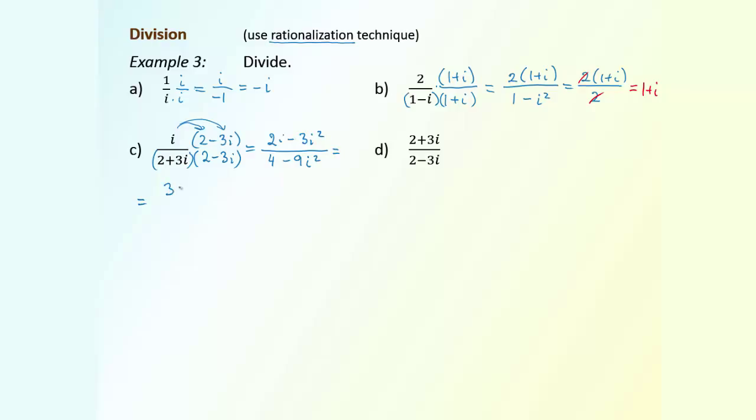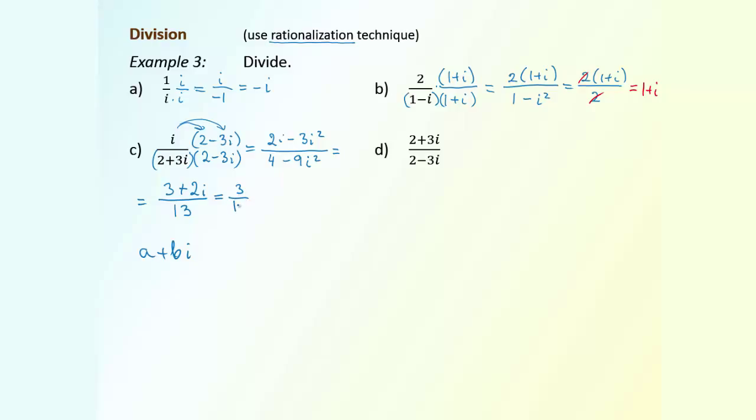The next step, because i squared is -1, so this is really plus 3. Start with 3 plus 2i. In the bottom I have 4 plus 9, and 4 plus 9 is 13. So you can leave it that way, but the idea is to actually express your final answer in the a plus bi form. So we can split this fraction into two fractions.